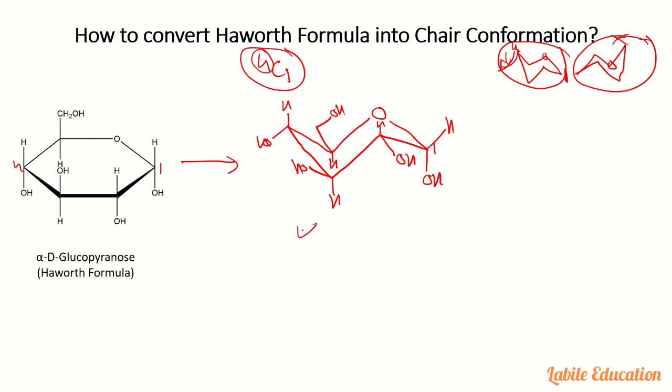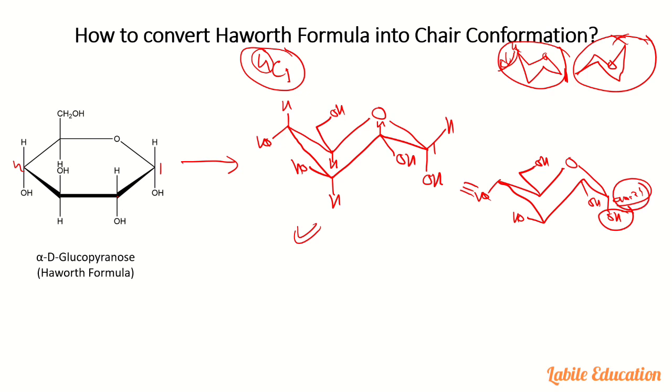So we can draw this conformation, this is the chair conformation, or simply we can draw only OH like this, not the H. This is equatorial, this is equatorial, this is equatorial, and here this CH2OH bond is also equatorial. Only this is the alpha, the axial group, in alpha D glucopyranose.